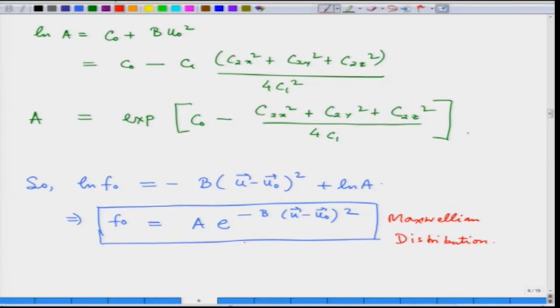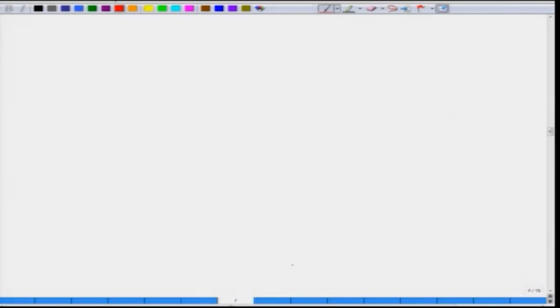Now in the next step we try to evaluate these three constants A, B and u0. First we start by evaluating A. If you remember, f(u), the distribution function, is nothing but the number of particles per unit volume of the phase space.